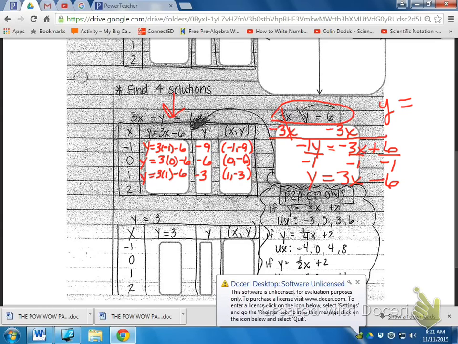Who's going to do this one? Somebody that hasn't gotten a ticket yet. Dakota. Y equals 3 times 2 minus 6, and that would be 0. And my ordered pair would be? 2, comma 0. Okay. We're not going to graph this one, but if you had to, you'd plot those points and draw your line. About half of your problems tonight, you have to graph, and about half you don't. Okay, questions about that one? Make sure you put it in the form of y equals.